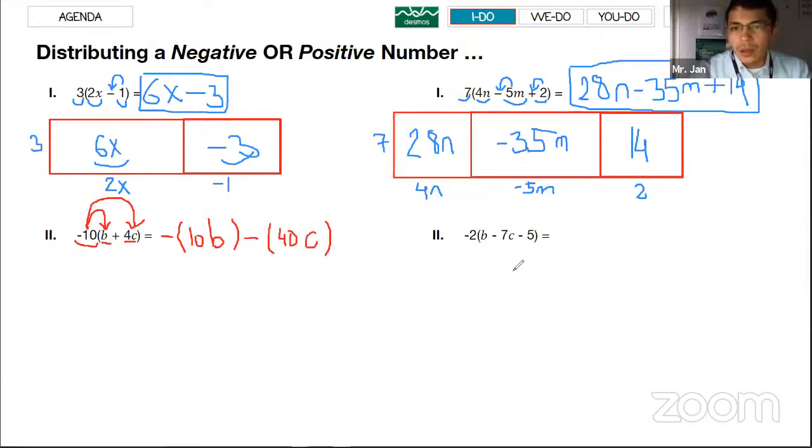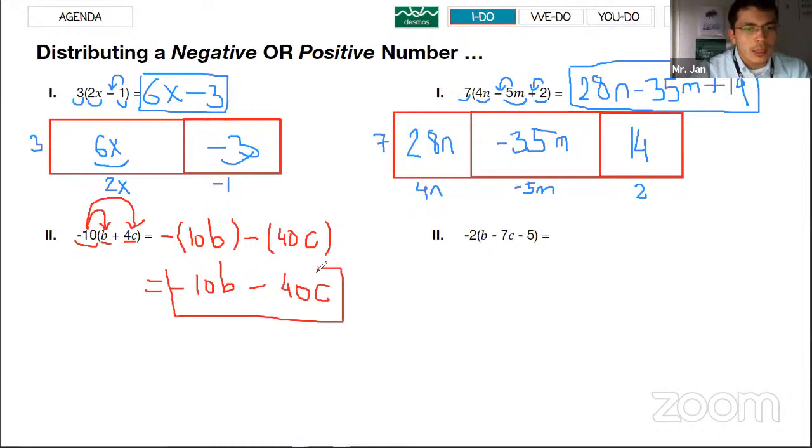And now you need to write it down. So let me write it down without parentheses now, because I put these to show you how to determine the signs. It's a negative 10b and negative 40c. Okay, so this is how you get the result without using a tape diagram.